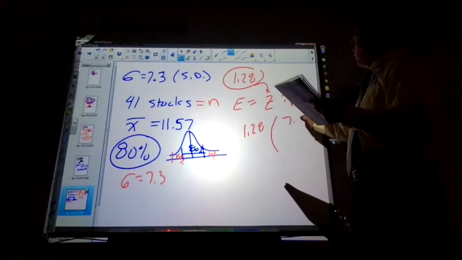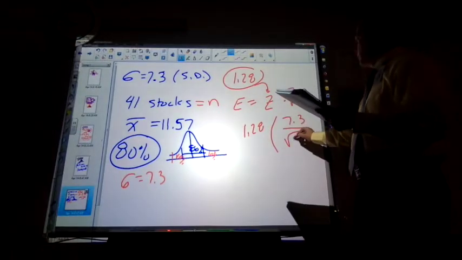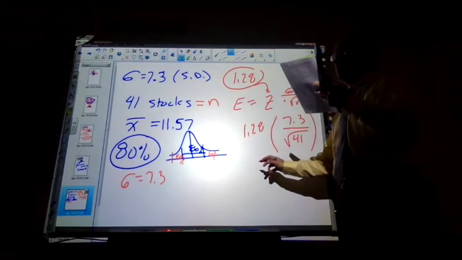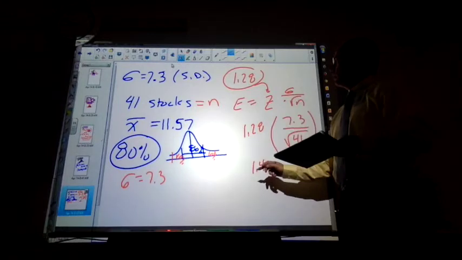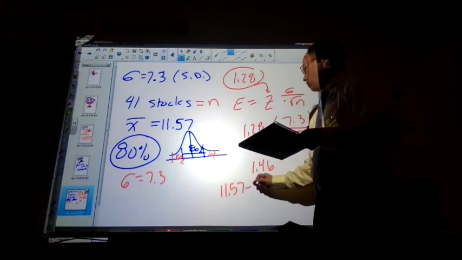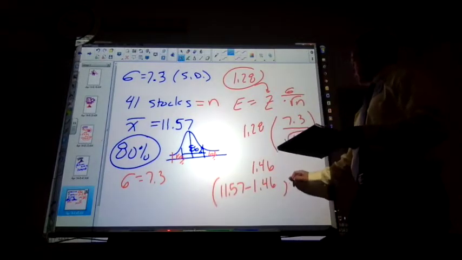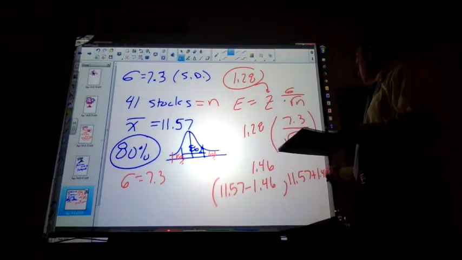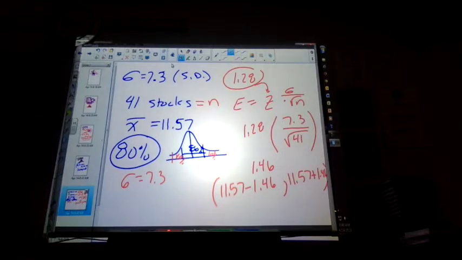So I'm going to go 7.3 over the square root of N. N is the number of stocks we're talking about, 41 stocks. If you figure this out, this is going to give us 1.46. Then you take your 11.57 and subtract 1.46. That'll be the lower portion. And you go 11.57 and add this. Squeeze it out, and that's going to give you your 80% confidence interval.